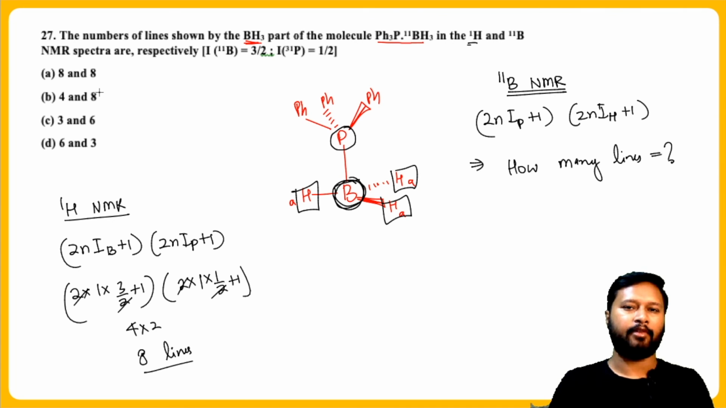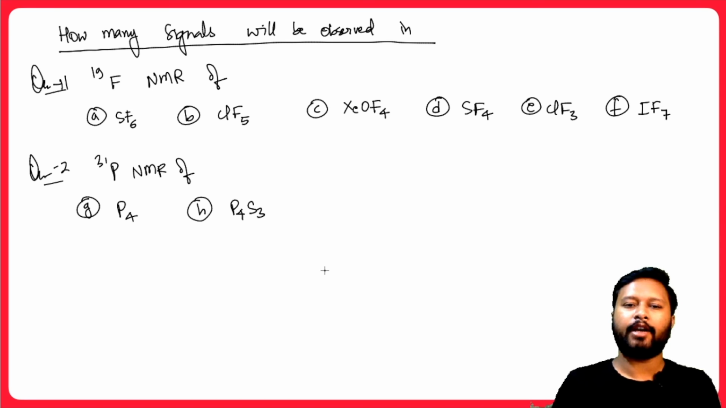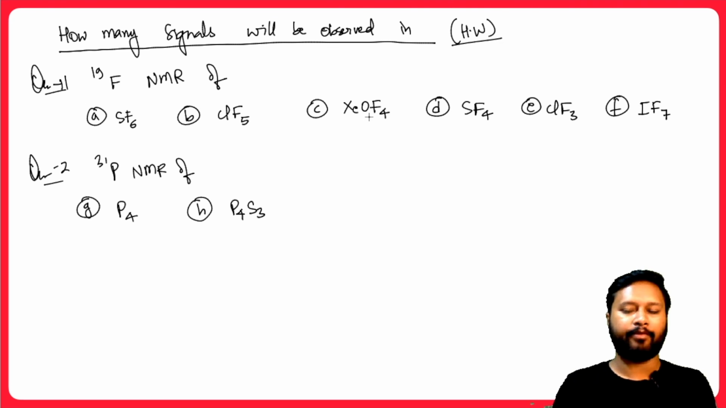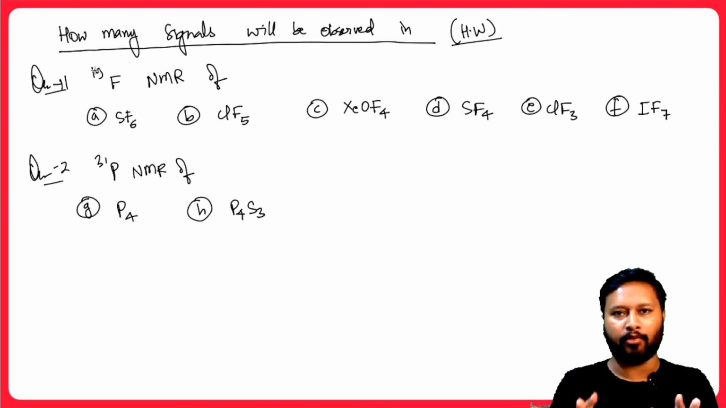So this I am leaving for you. I'll also give you some more questions so that you can practice. For this class, I'll give you some very basic homework. It says: how many signals will be observed in a 19F NMR of SF6, ClF5, XeOF4, SF4, ClF3 and IF7? These are the molecules and you have to look for 19F NMR, meaning you only have to look for different types of fluorine here, right?